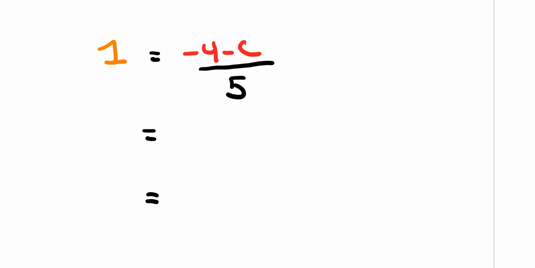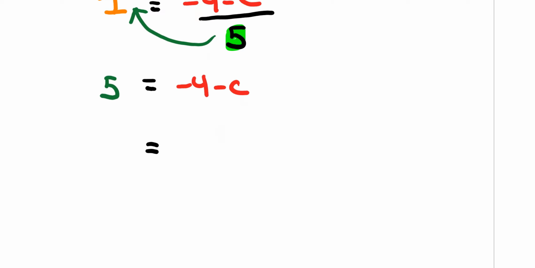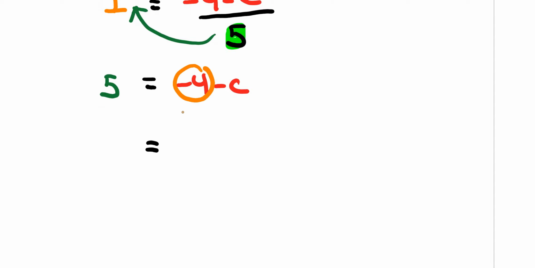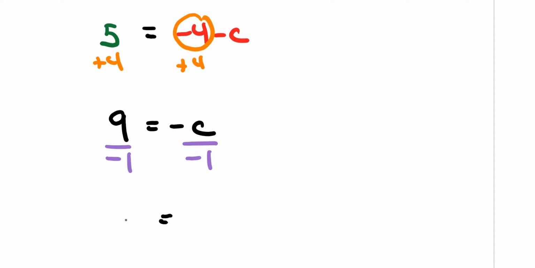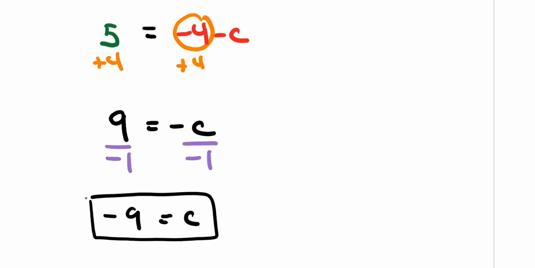Okay, so how do I solve this equation here? Well, there's a 5 on the bottom, so I can multiply that with the 1. So 1 times 5 is going to be 5. And then I have a -4 minus c there. If I bring the -4 over by adding 4, 5 plus 4 is going to be 9. So 9 equals to -c. And then I can divide both sides by -1. And then what happens is that c equals to -9. So -9 is my final answer for that problem.